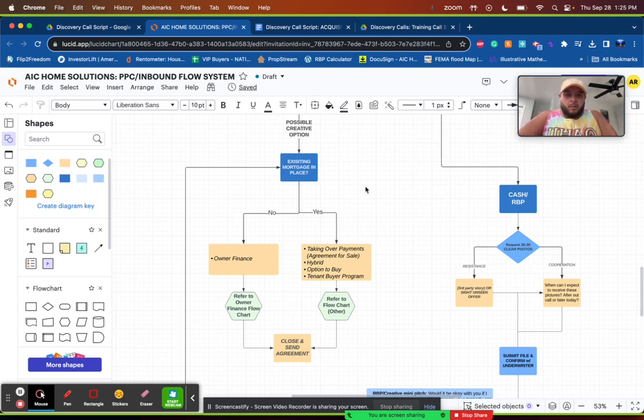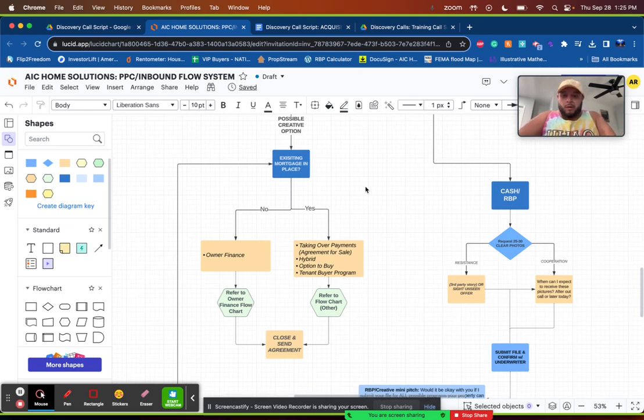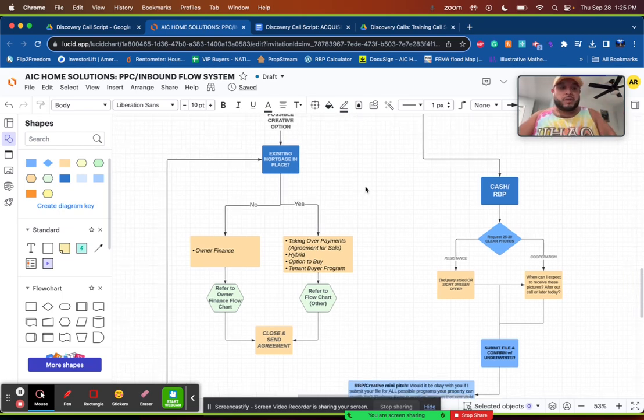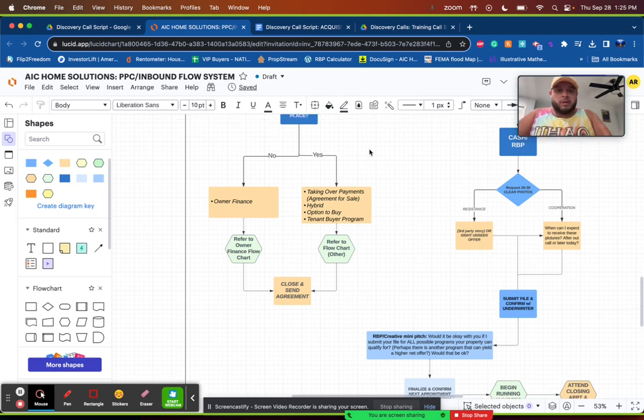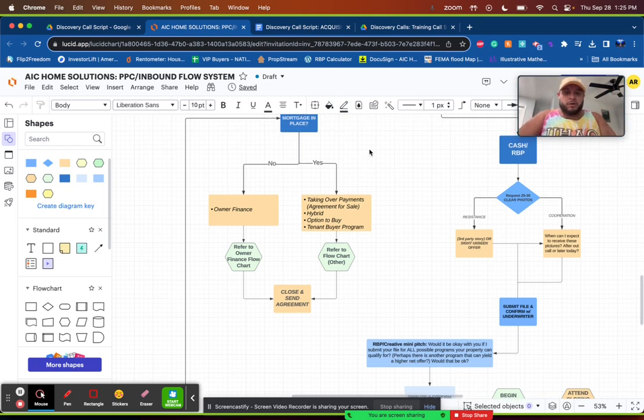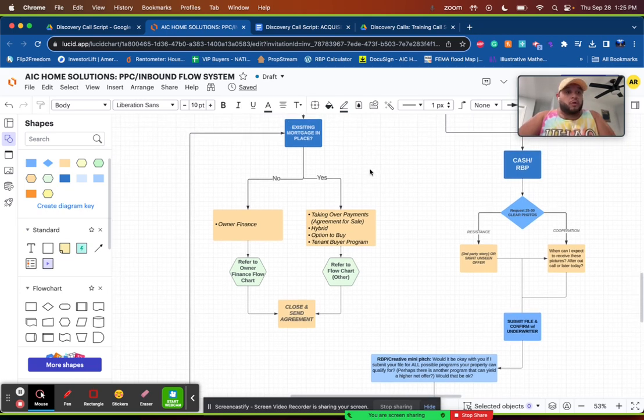Mr. and Mrs. Seller, I know that the cash offer and the retail buyer program did not work. It's not meeting your expectation of where you want to be. Let me ask you this. Do you happen to have an existing mortgage in place? And then again, one of two options is going to happen. Either, yes, I do have a mortgage. And then it's like, well, if there was a way for me to come up to your number, where I could give you that number that you're looking for, are you open to a creative solution?